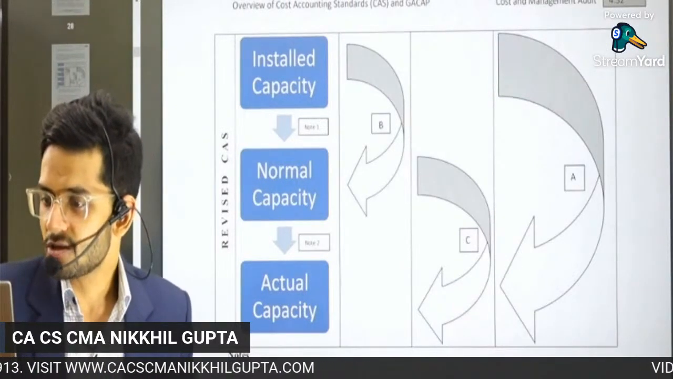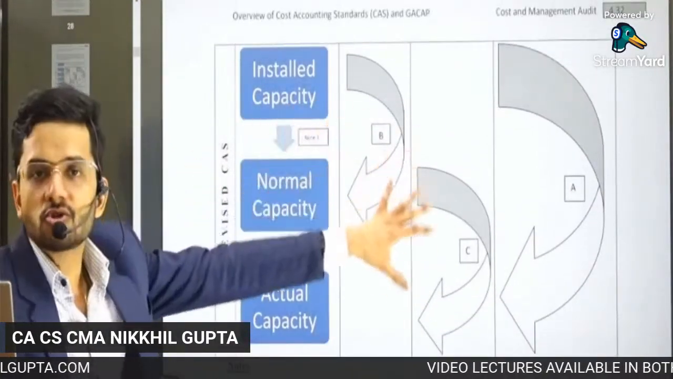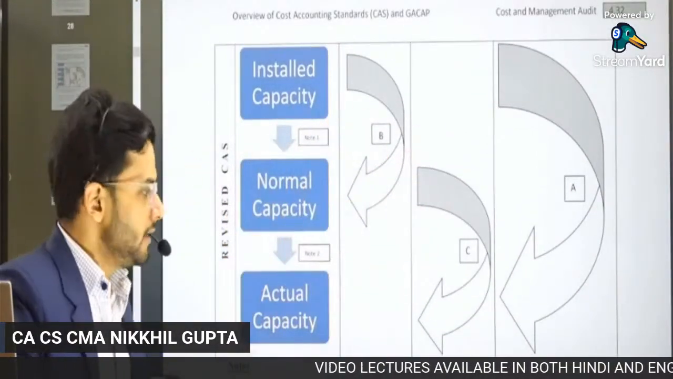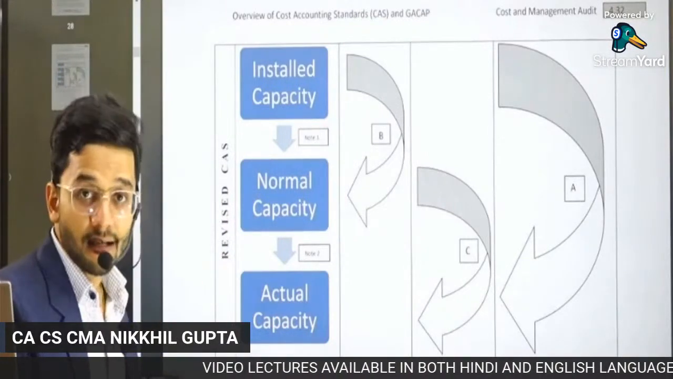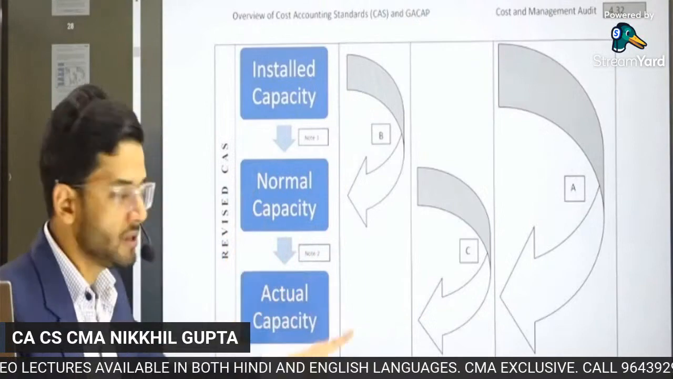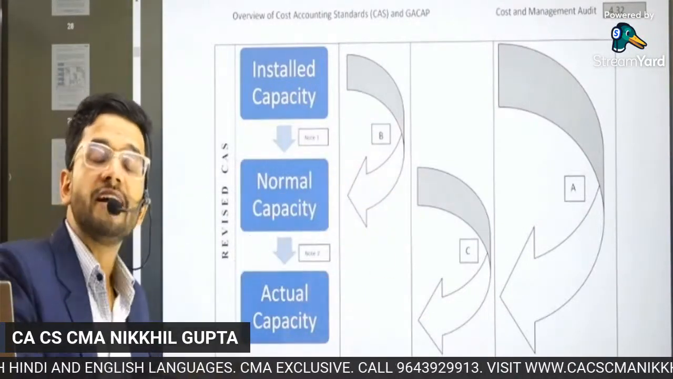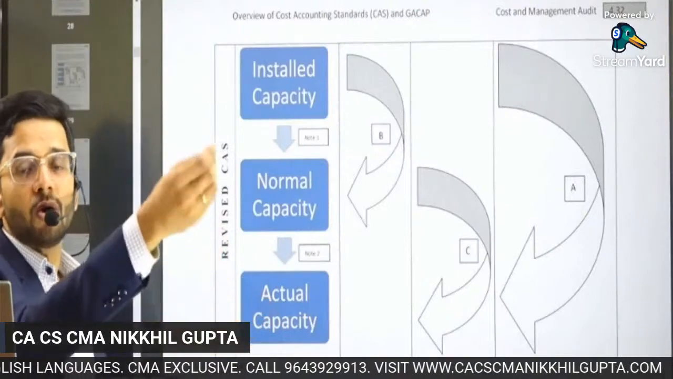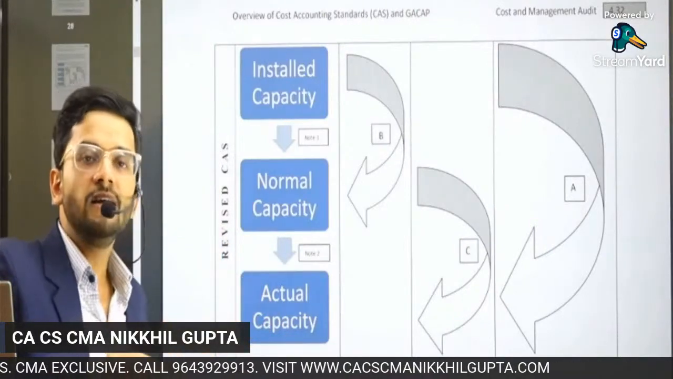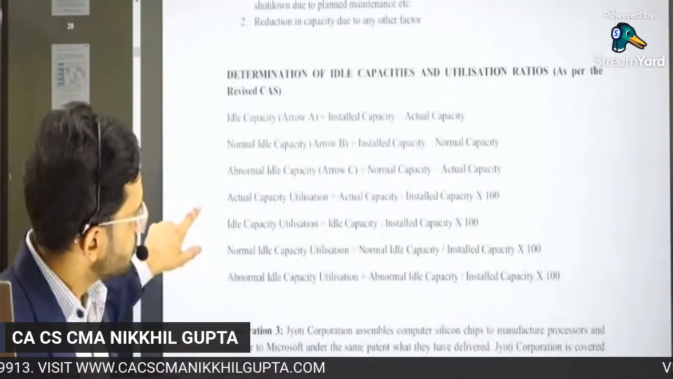Actual capacity is the actual volume production vis-a-vis installed capacity. Very good. So guys, I hope you understood this particular part well. In the exam, you will be given data to calculate the installed capacity, the normal capacity, and the actual capacity. By reducing these respective capacities, you will be able to find the idle capacities also, and according to the idle capacities, you will be able to find the normal capacity utilization, etc. So I'll discuss those also in brief detail.